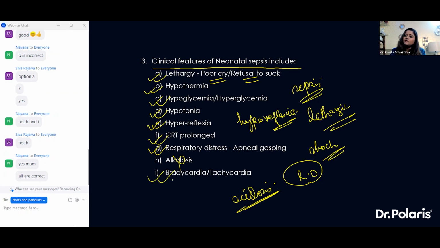Brady and tachycardia both are indicative of neonatal sepsis. So, decrease in the heart rate and too much increase in the heart rate, both are indicative of certain complications of sepsis. So it is a classical feature that is seen in neonatal sepsis. So just remember a lethargic baby who is not very active, not responding to anything. Any symptom related to this particular trick can help you to correlate the symptoms of neonatal sepsis. Is it clear to all of you? Can we move ahead?